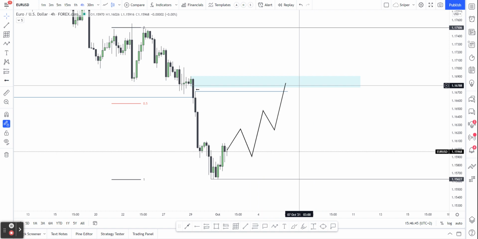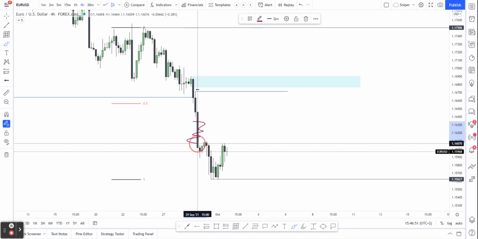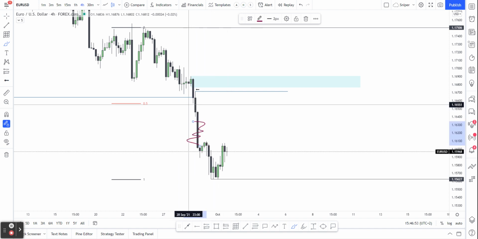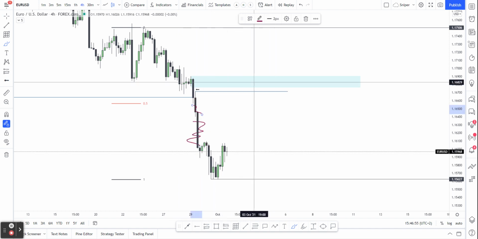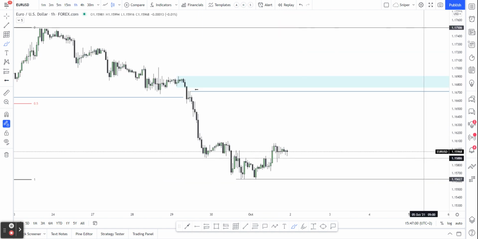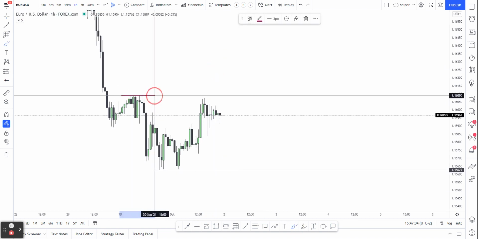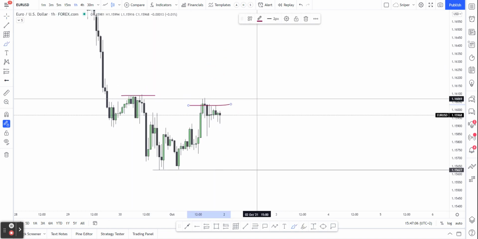Potentially shorts then again from this area, but early in the week we could expect some longs into that area. Also, we can clean up all of this empty space in there as well. So that is, I think, a good area to look for longs. On the 1 hour, the only thing about the 1 hour is that it is still making lower lows and we haven't yet broken.